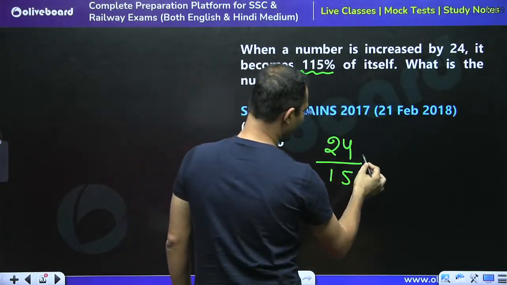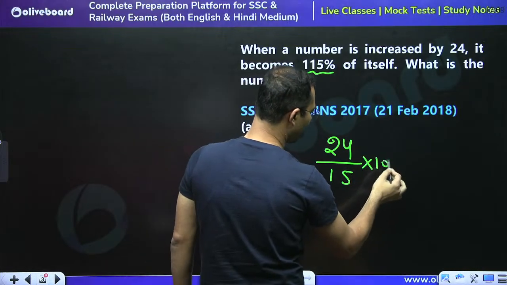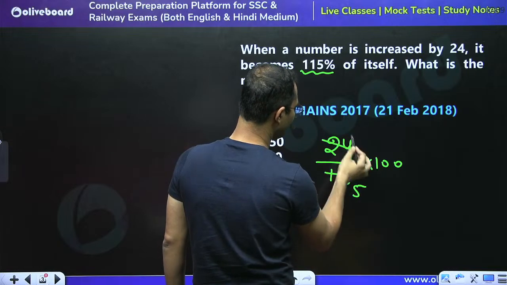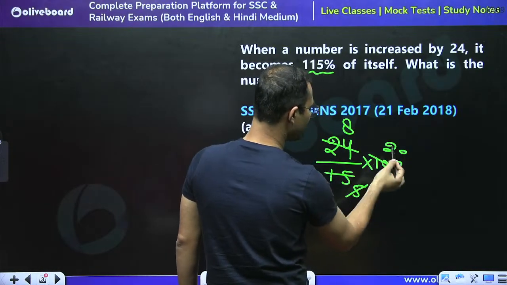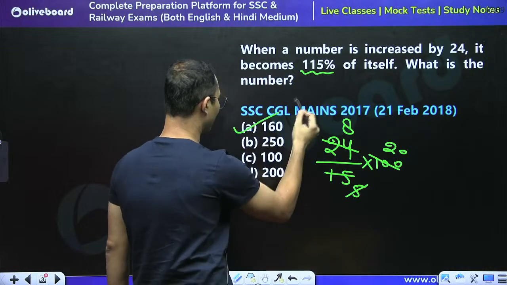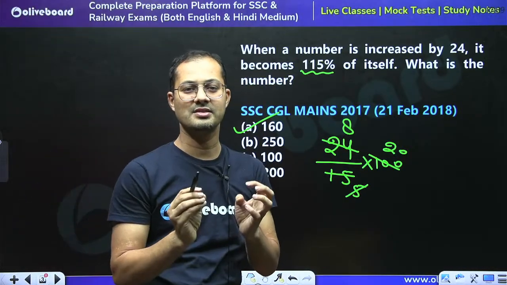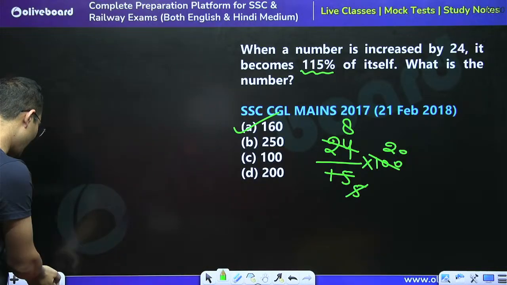Now the question is demanding the original number, so multiply by 100 simply. By 3, it is 5 times, by 3 it is 8 times, and by 5 it is 20 times. 8 into 20, so we can say that 160 is the right answer. A part is the right answer. Again, a very simple question, right? So moving to the next question.